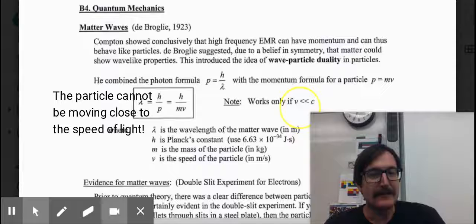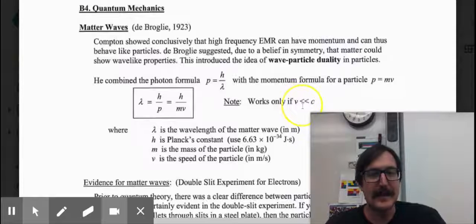Lambda is the wavelength of the matter wave in meters, and h is Planck's constant. We use 6.63 times 10 to the negative 34 joule seconds. The m is the mass in kilograms, and v is the speed in meters per second.